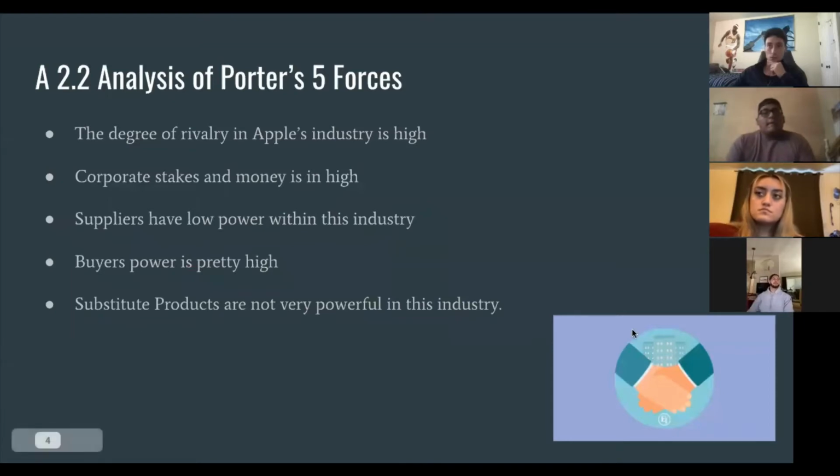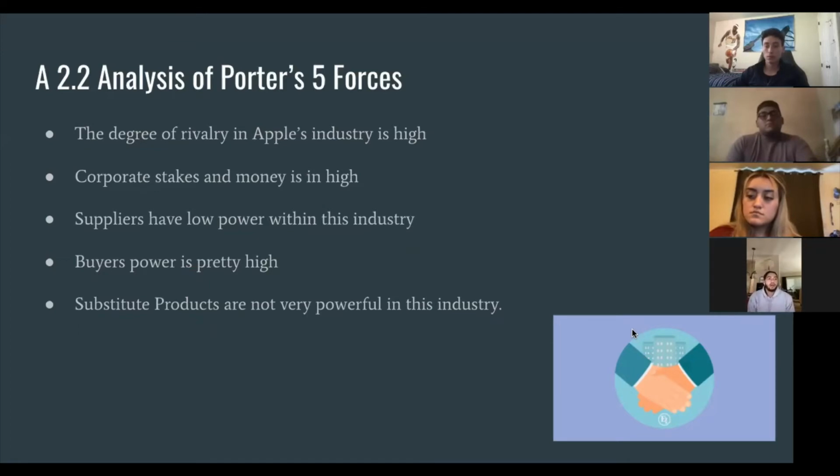Analysis of Porter's five forces. The degree of rivalry in Apple's industry is high due to existing barriers, fixed costs, brand identity, and industry growth. Corporate stakes and money is high too within this industry. Therefore, competition is fierce and always required.